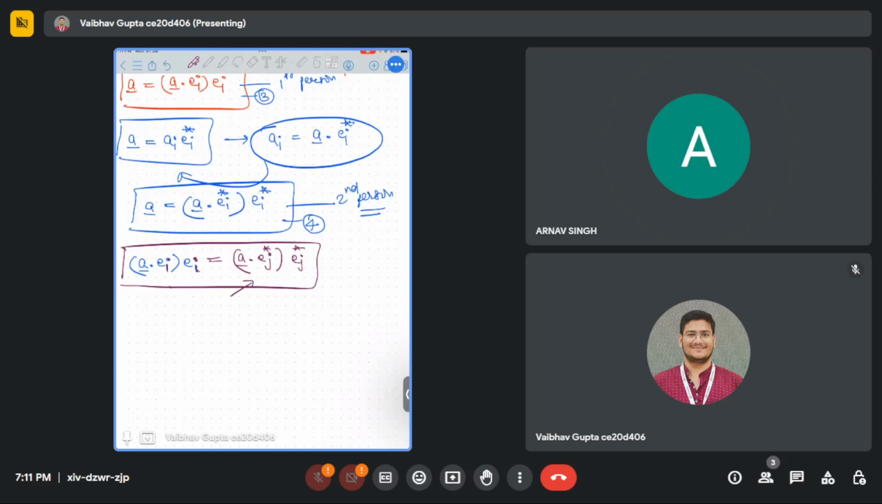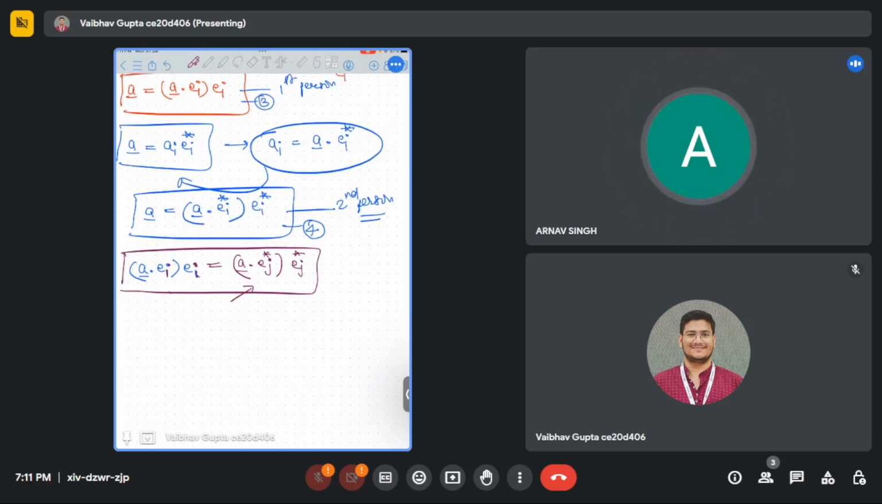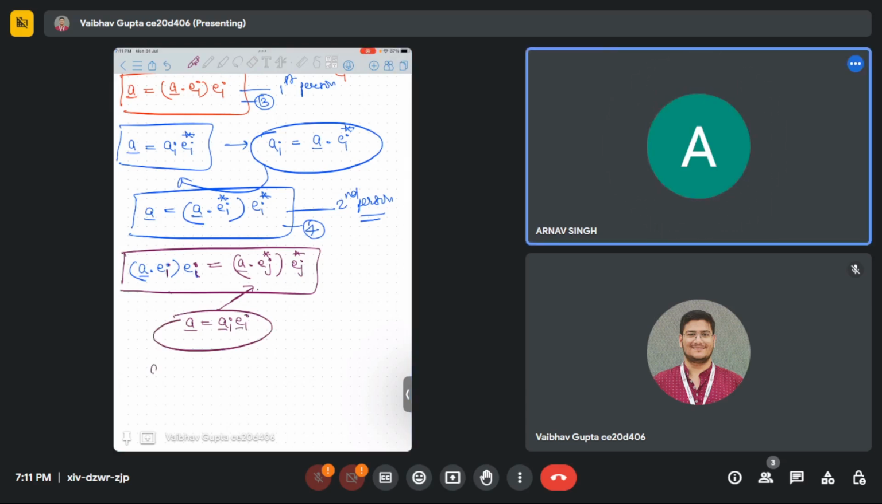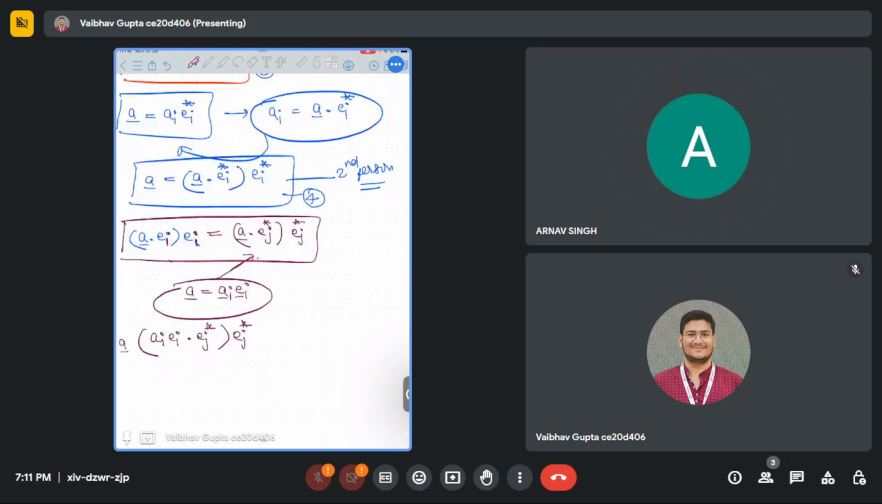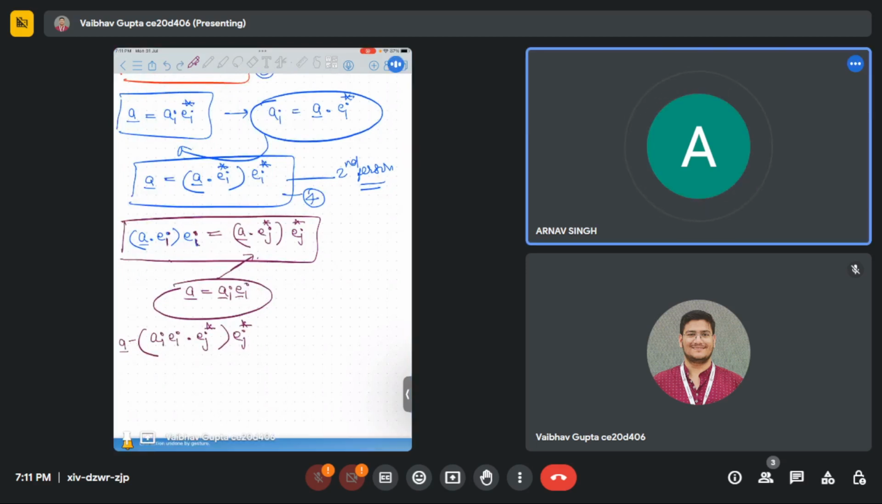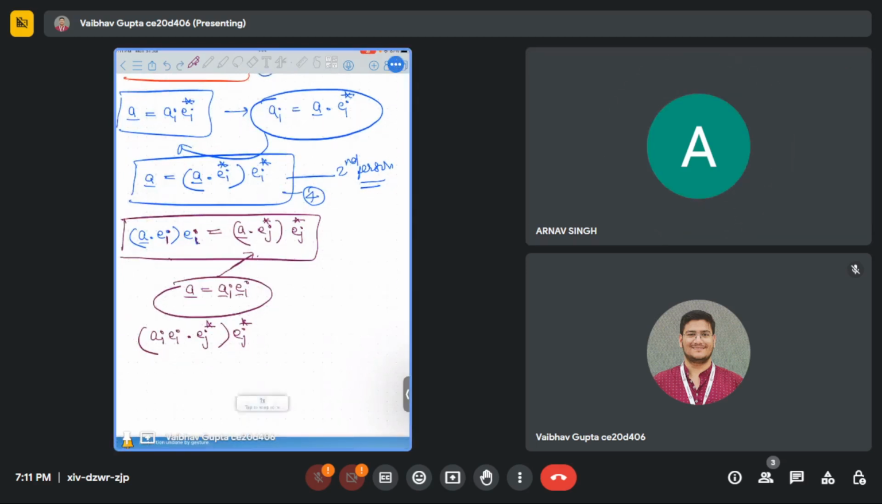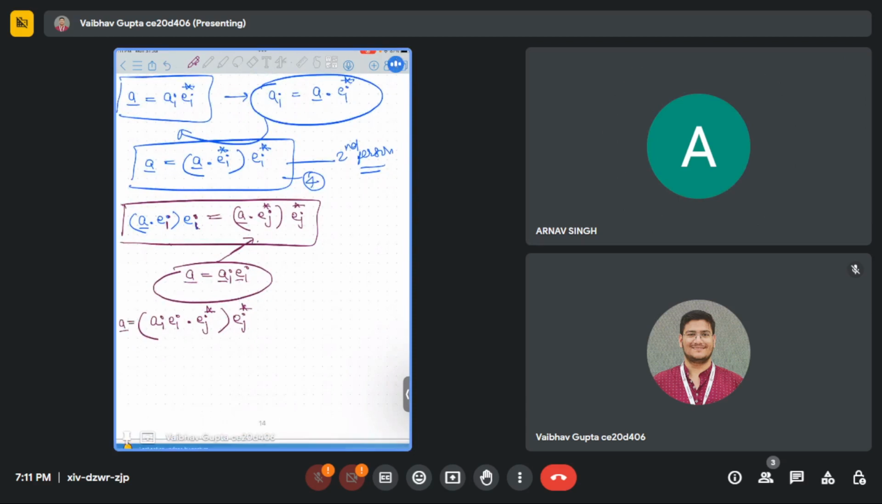Now see, for this person, we know that our A is nothing but AI EI also. So we put that AI EI in this equation. What will it become? It will become AI EI dotted with EJ star, EJ star. This is our A with respect to the first person, if he is using the second person's coordinate axis, the Cartesian axis.